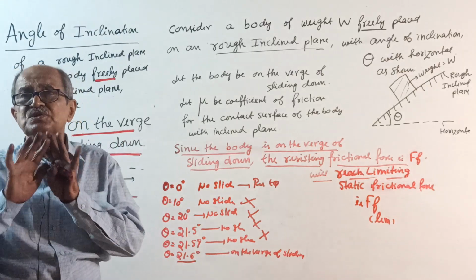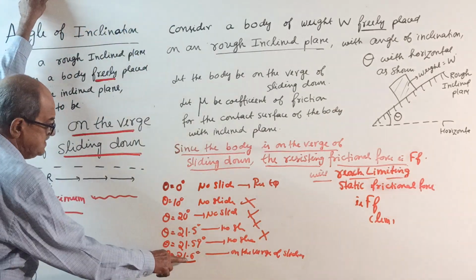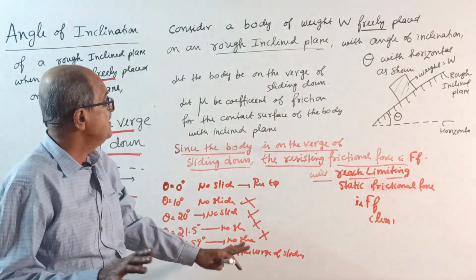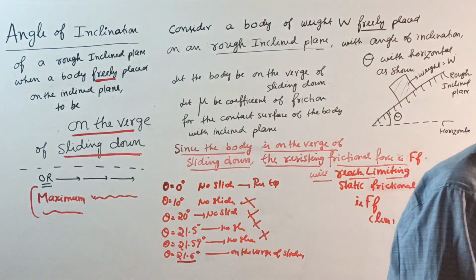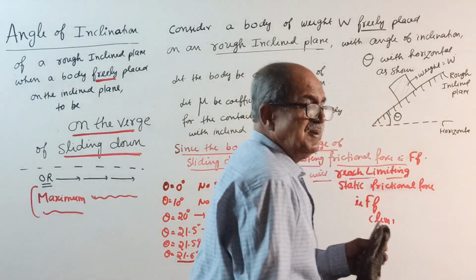Means there is no sliding. Maximum limit is 21.6 degrees here. This is just an example. You write all these things and make a full note. These are all called concepts. If these concepts are clear, the subject becomes more clear.